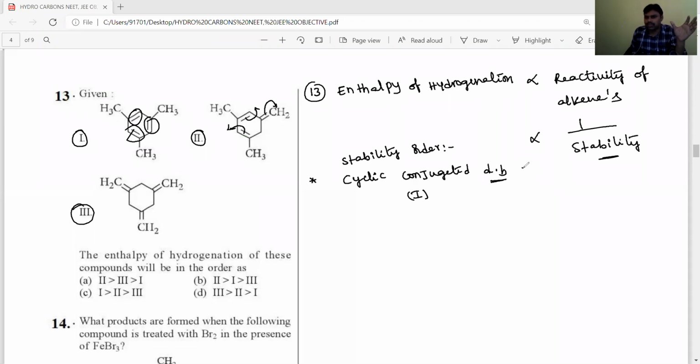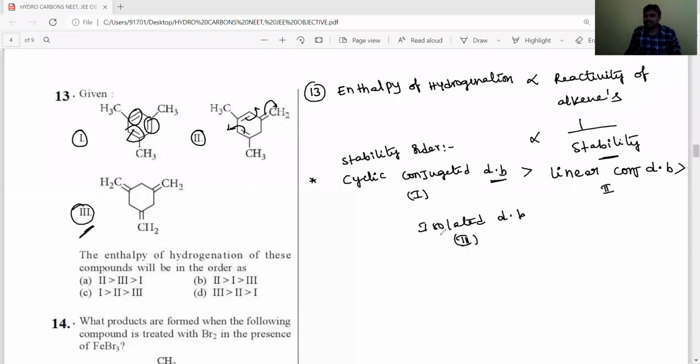So it is a linear conjugated double bond system, which is more stable than isolated double bonds. Then the third one is isolated double bonds; there is no conjugation here. So according to that, the first one is more stable than the second compound and then the third compound.